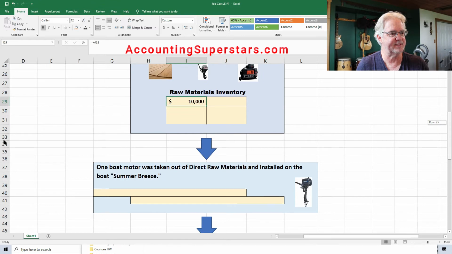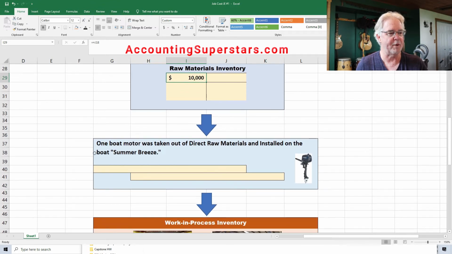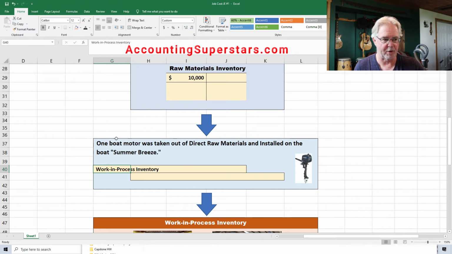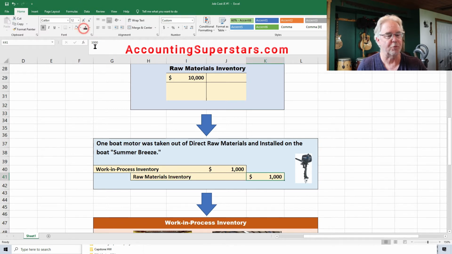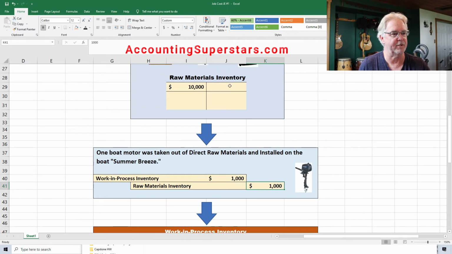All right, now the next thing is that one boat motor was taken out of direct raw materials and installed on the boat Summer Breeze. So here we go. What we're going to do, we're going to debit work in process for one of the boat motors. And one boat motor cost $1,000. And we're going to credit raw materials inventory. So raw materials inventory is being credited. I'll put it up here in this raw materials account. Here we go. A credit for $1,000.